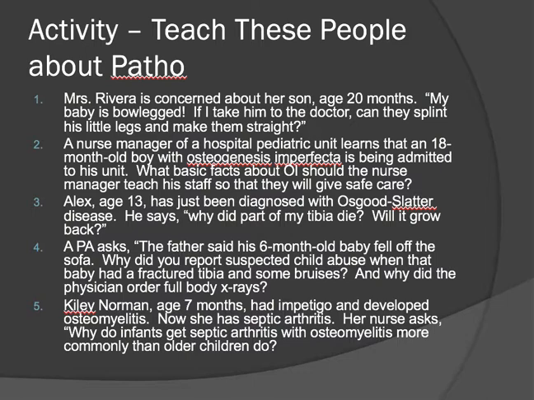So impetigo is an infection, and remember that's that skin infection, so thinking back to skin, and she got osteomyelitis from it, and now she has septic arthritis. So her nurse asked, why do infants get septic arthritis with osteomyelitis more commonly than older children do? And that's actually because the younger you are, the more blood vessels you have going through the growth plate of your bone, and that makes it easier for the bacteria to reach the joint. In older kids, the blood vessels don't go through the growth plate, they actually end right underneath it.